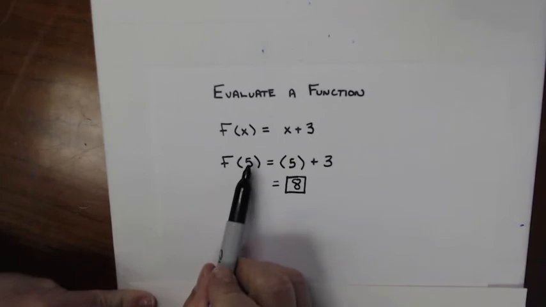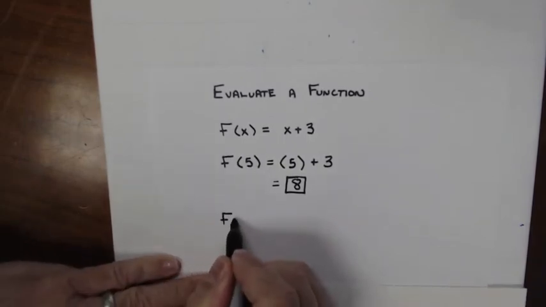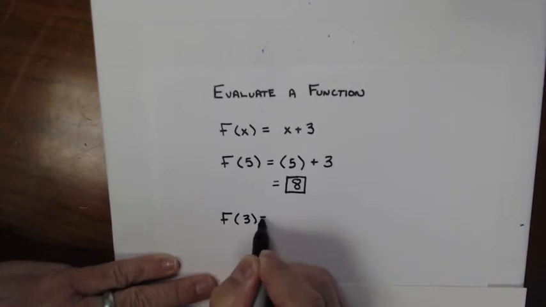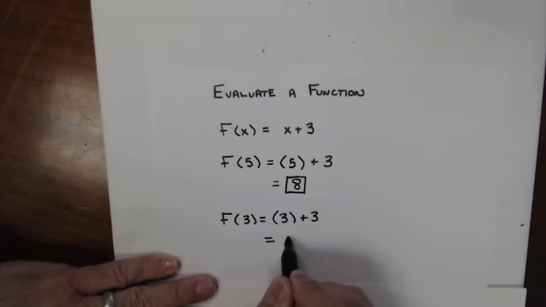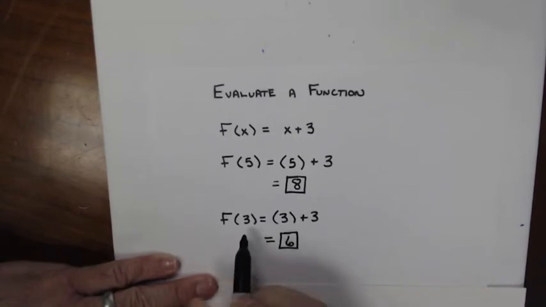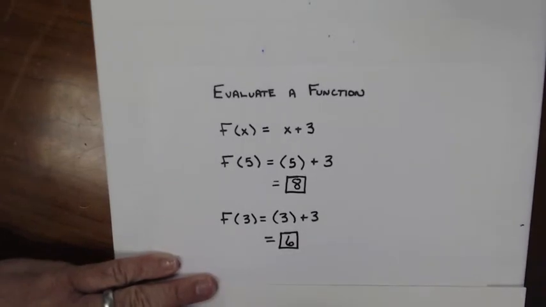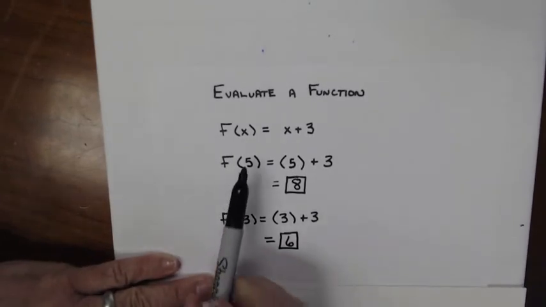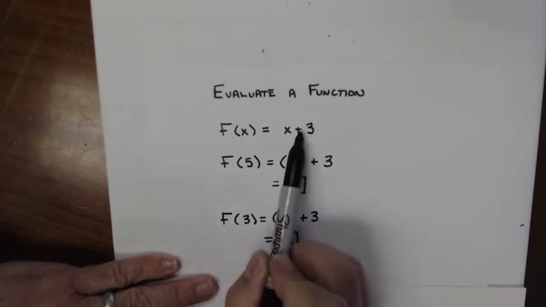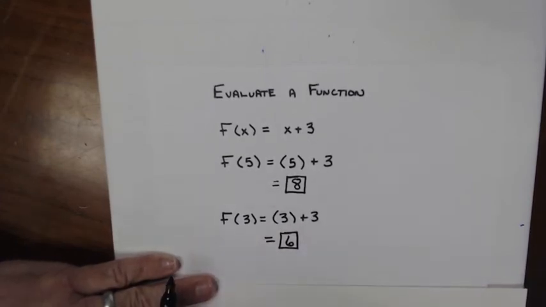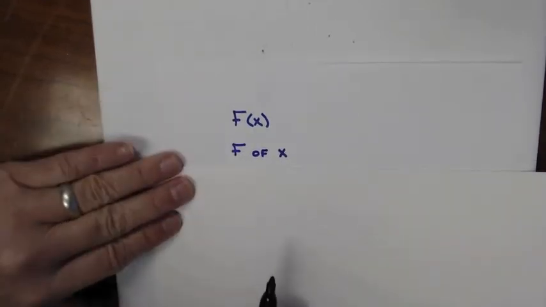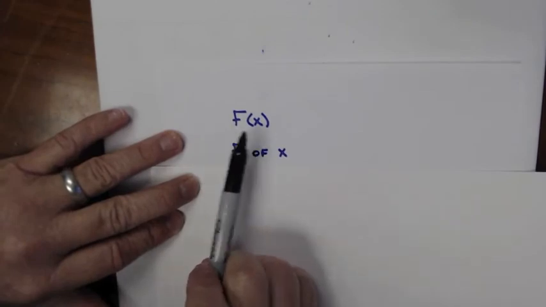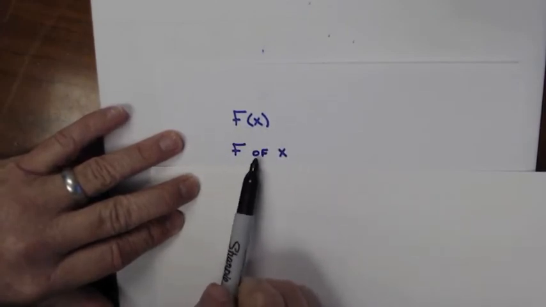This time I used the number 5. I could write this: f of 3 is equal to 3 plus 3. 3 plus 3 is 6. That's the answer I would get if I used 3 in that equation. So they're going to tell you which function to use, and then the number to put in there, and then you follow your order of operations to get the number that goes with it. 3 and 6 go together. 5 and 8 go together. So again, when it's written this way, you say it as f of x.